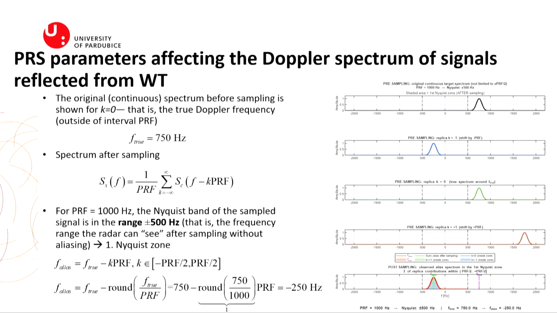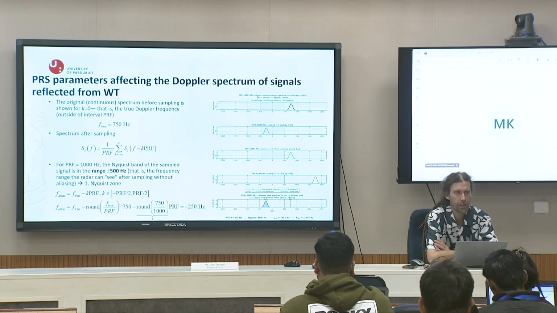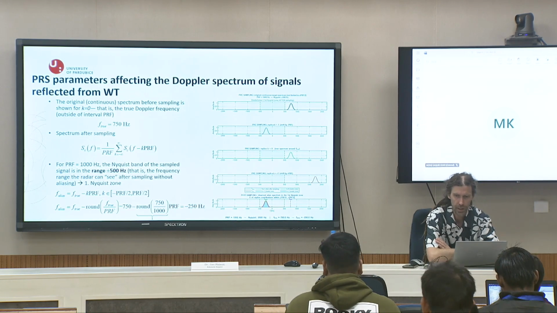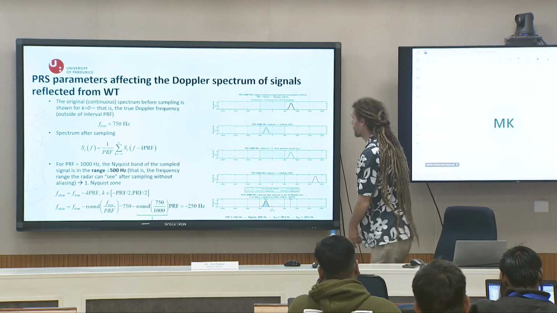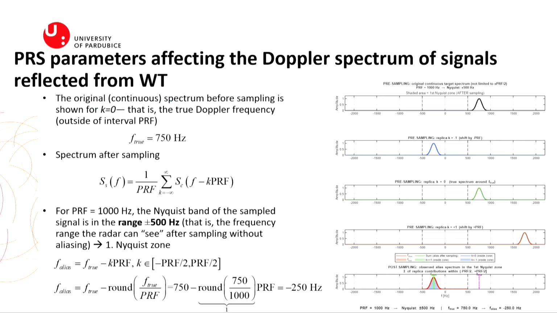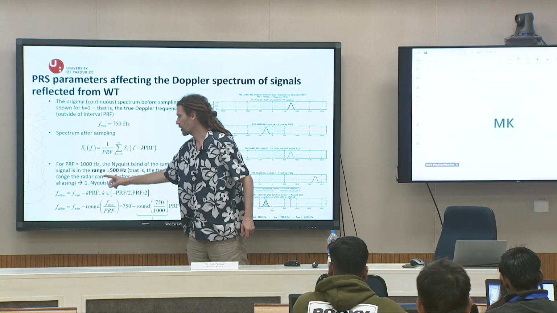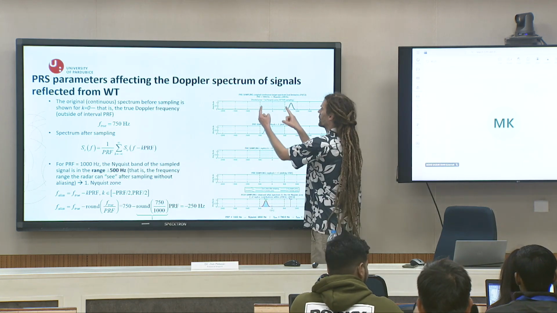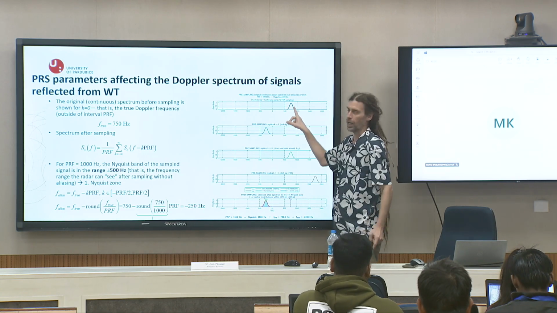So there is an example of how the Doppler spectrum is affected by signal reflected from wind turbines. I will describe the original spectrum that should be visible in our radar. Unfortunately, due to PRF, our zone is in the range plus minus 500 Hertz. So it is in this range, and we are outside this range.